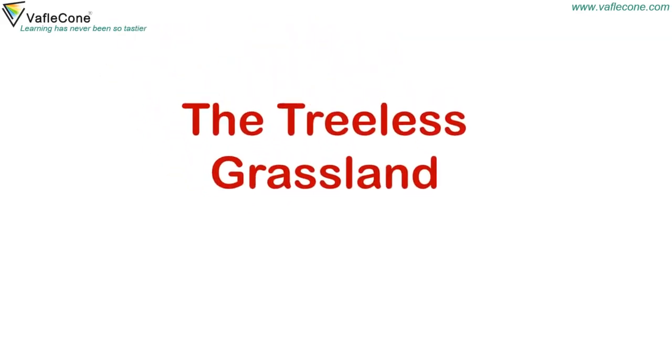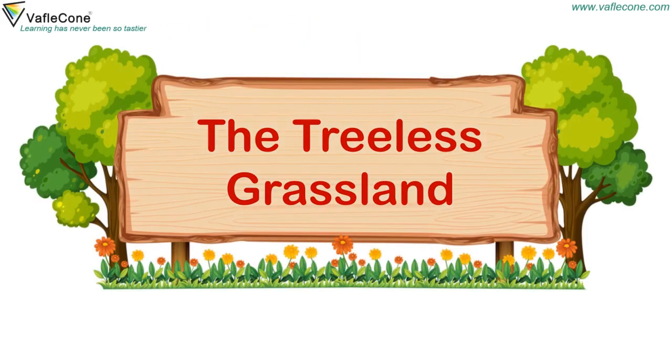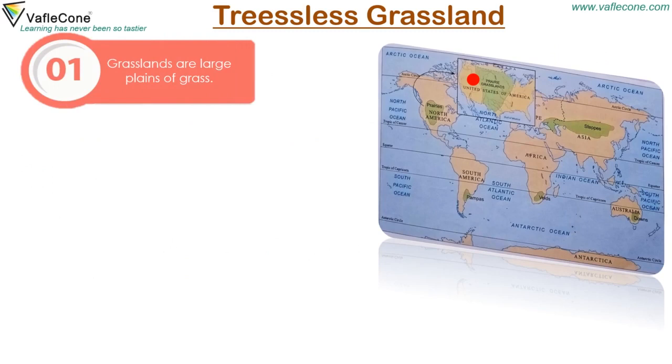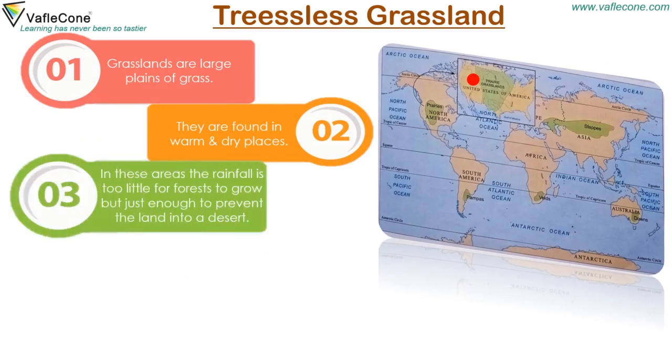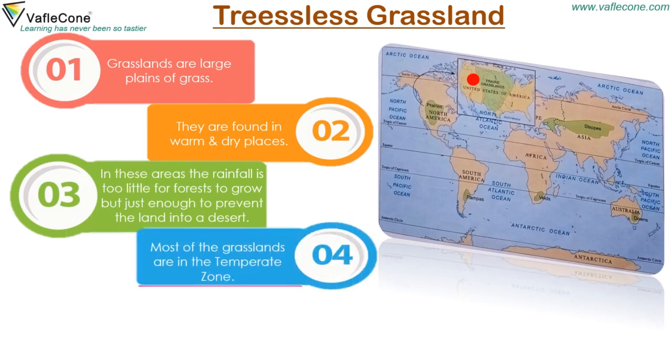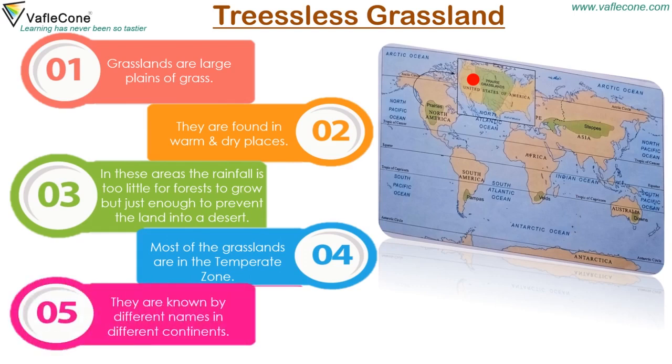The treeless grassland. Grasslands are large plains of grass. They are found in warm and dry places. In these areas, the rainfall is too little for forests to grow, but just enough to prevent the land from turning into a desert. Most of the grasslands are in the temperate zone. They are known by different names in different continents.